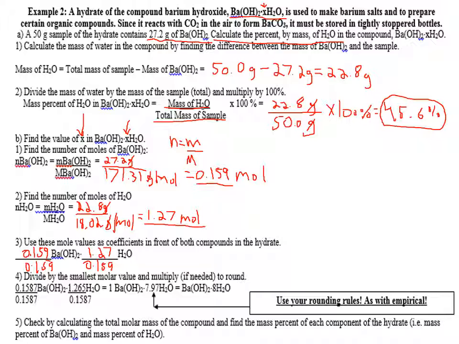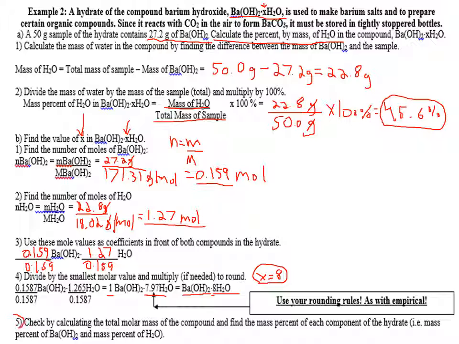And the end result is we get something like this. 1 here and 7.97 here. Remember our rounding rules. If you're 0.85 and higher, you can round up. If you're 0.15 and lower, you can round down. Here we're 0.97, so that means we can round up. This 7.97 can become 8. So the value of our x is 8. And so since the value of our x is 8, we know we have barium hydroxide octahydrate. Now you can always check your answer by finding the mass percent of water using the molar mass method.